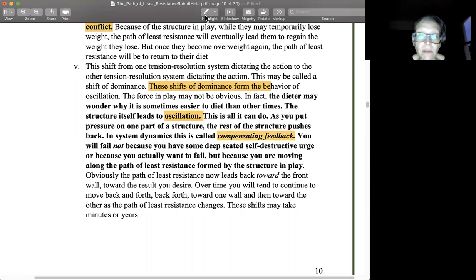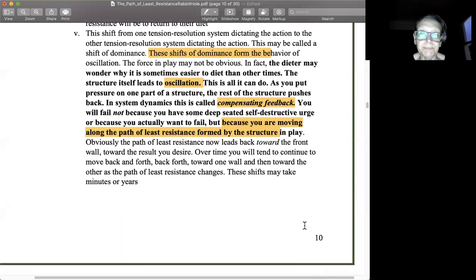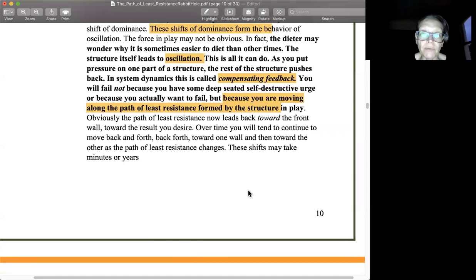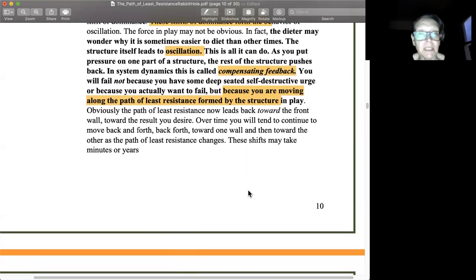You will fail not because you have some deep-seated self-destructive urge, or because you actually want to fail, but because you are moving along the path of least resistance formed by the structure in play. Obviously, the path of least resistance now leads back towards the front wall, towards the result you desire. Over time, you will tend to continue to move back and forth, toward one wall and then towards the other, as the path of least resistance changes. These shifts may take minutes or years.